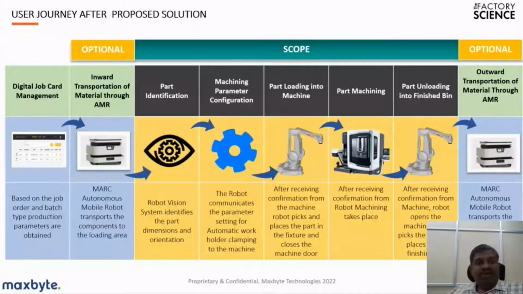This is a typical user journey. If a solution like this is provided, then this will be the user journey, where the digital job card management is done. The batch number, type of parameters, everything will be obtained, and this one is optional. So if we employ a robot machine vision system, then for the particular product, or even if we can scan the code of the particular raw material billet size, then the CNC program can be automatically adapted, and it can come into operation.